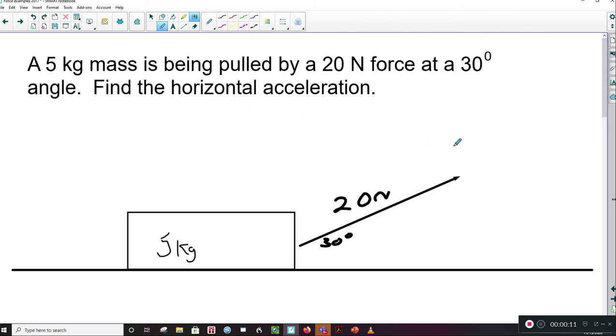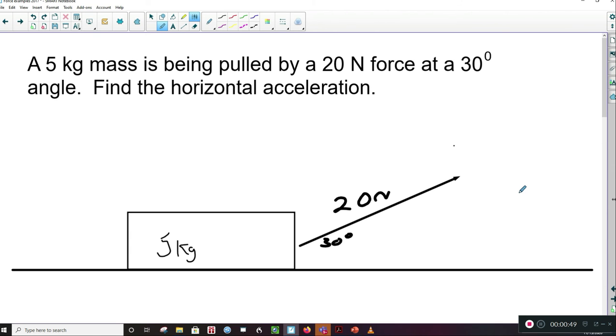So it's a 5 kilogram mass being pulled by a 20 Newton force at a 30-degree angle. I want to find the horizontal acceleration. Now, what makes this a little different is that the full 20 newtons isn't causing it to accelerate across the floor. Some of it's actually lifting up on the box. So we want to find the portion that's actually going to be driving it horizontally. And in order to do that, we have to break it up into its components. That's a good thing we learned vectors before this, or we wouldn't be able to solve this problem.